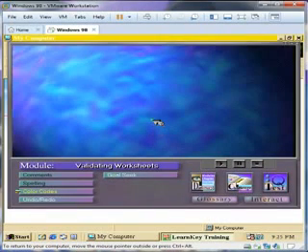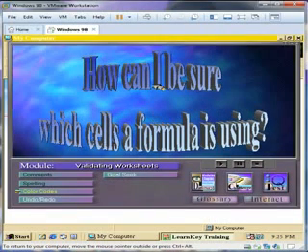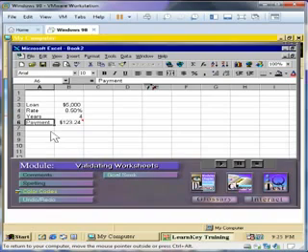Let's look at the next question. I've got a formula that points at other cells. How do I make sure which cells that formula is really using? Let's look at this formula here that calculates the payment.